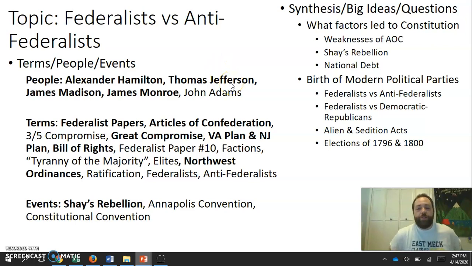All right, now, other things we want to know: the Alien and Sedition Acts. Those were the laws that were passed during the Quasi-War with France. The one that probably matters the most here is the Sedition Act, and here's why. That basically made it illegal to criticize the government.